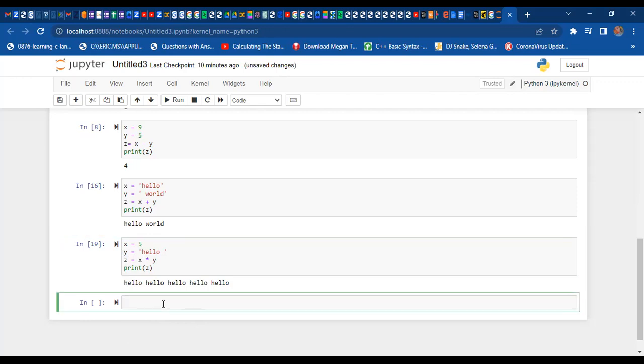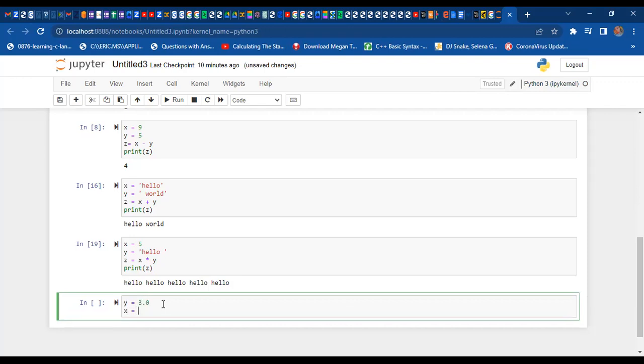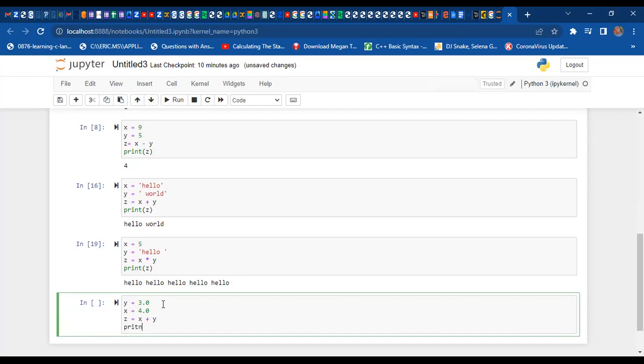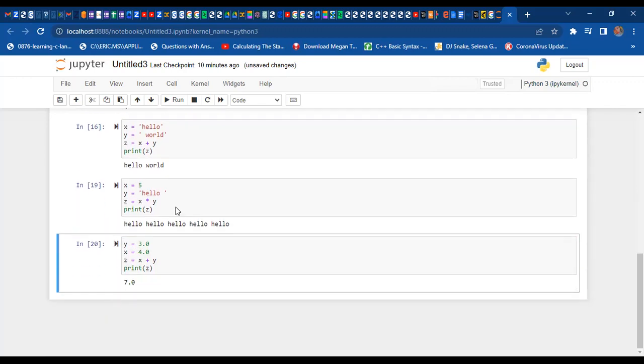Let's go to the float operations now. y will be 3.0, x is equal to 4.0, and then z is equal to x plus y. Print z. You can see it has given us a float here.